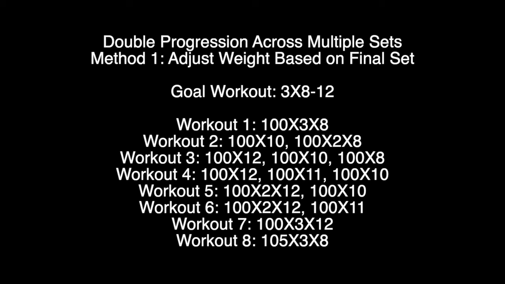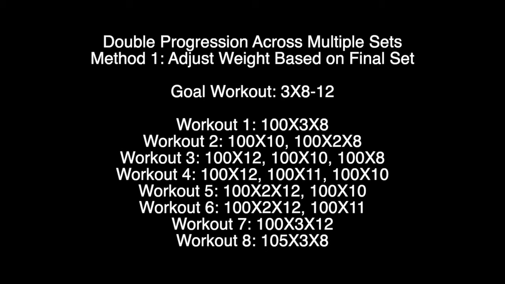Here's an example. And I'm going to hate typing this up. So, another completely made-up example. The initial workout goal is 3 sets of 8 to 12 repetitions. Workout 1, 100 whatevers by 3 by 8. Workout 2, first set you get 100 by 10. Second set you can only get 100 by 2 by 8. Workout 3, 100 by 12, 100 by 10, 100 by 8. Workout 4, 100 by 12, 100 by 11, 100 by 10.